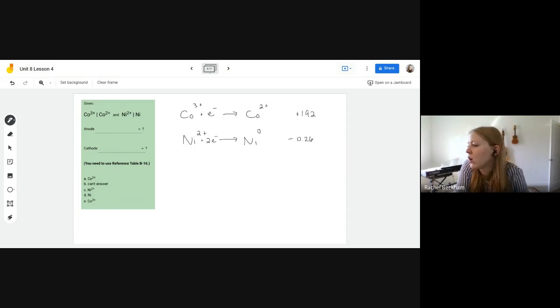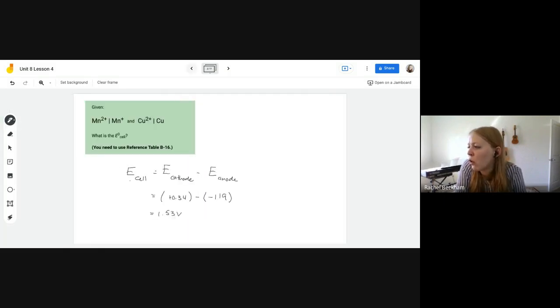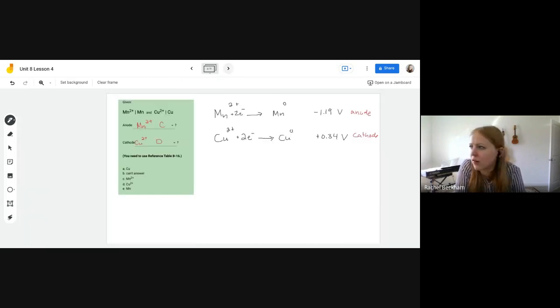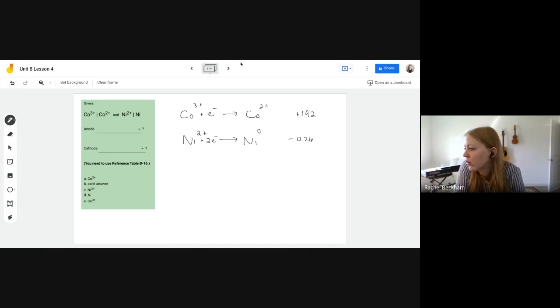Okay. So the substance with the lowest value is the anode. So our lowest value is nickel. So nickel must be the anode, and cobalt must be the cathode. So our answer is the cathode is Co, but remember you choose the one that's the most positive. So Co3+, and then our anode is Ni2+. So that would be C and E for that.